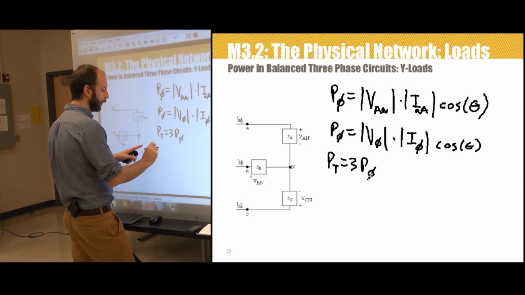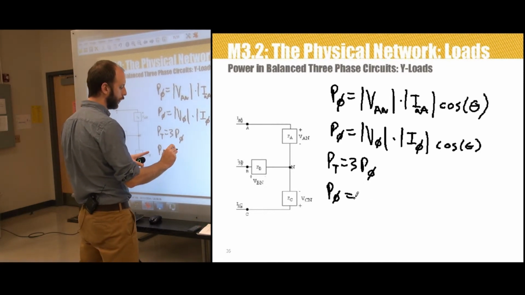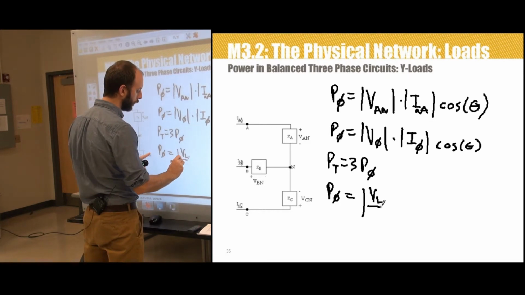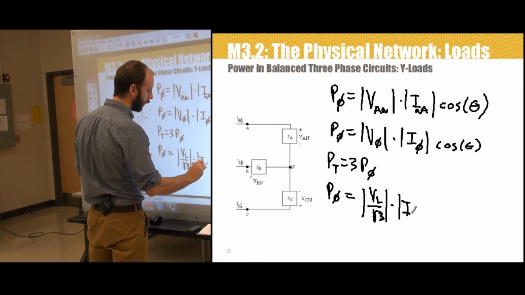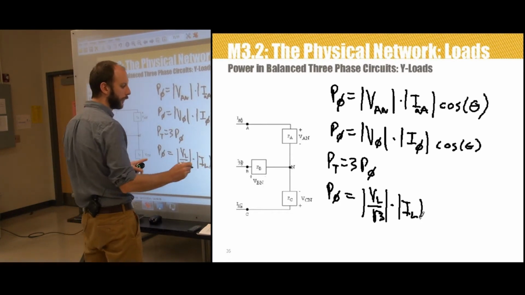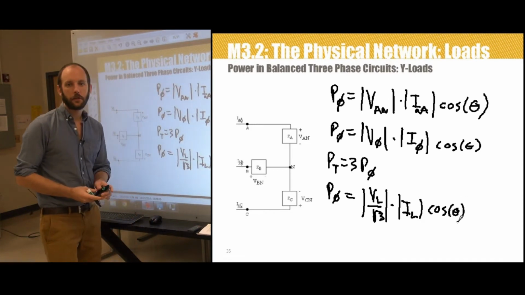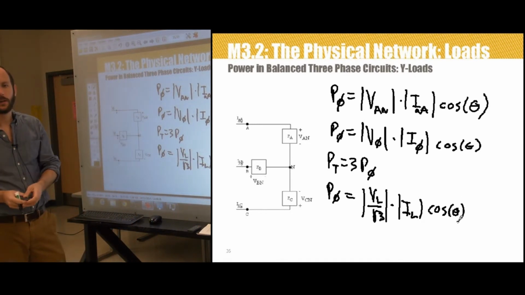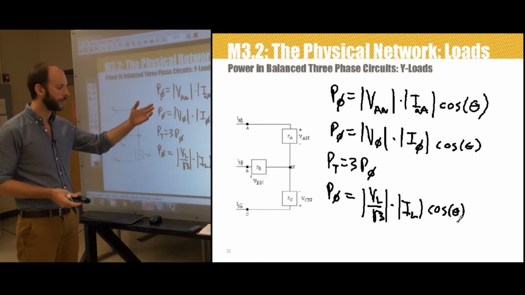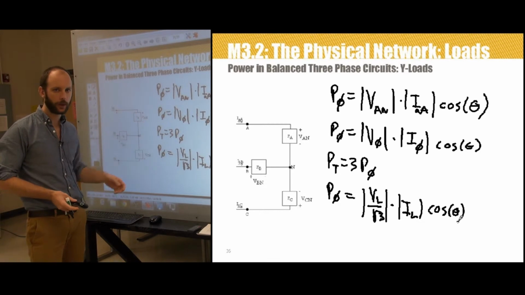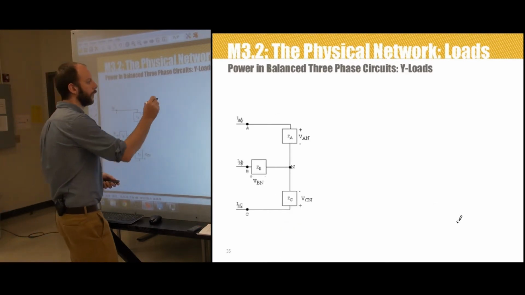And then we were going to make the substitution, power in one phase is equal to the magnitude of the line voltage over the square root of 3 times the magnitude of the line current, since it's the same in the delta connected load, cosine of theta, right? And then we could go ahead and write these for reactive power and apparent power. I guess I will go ahead and do those.